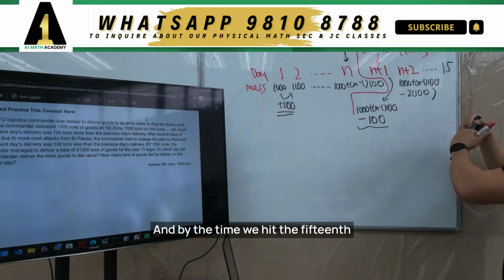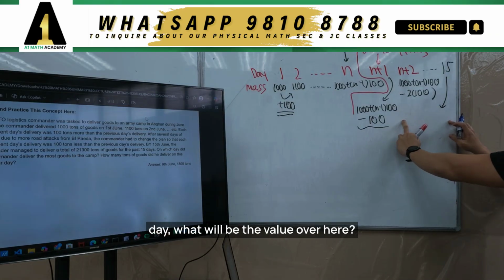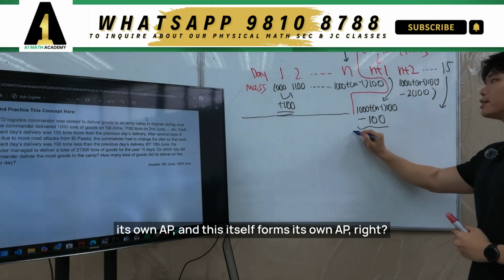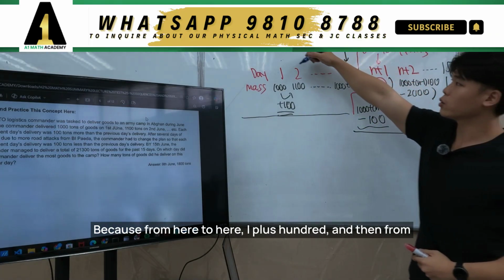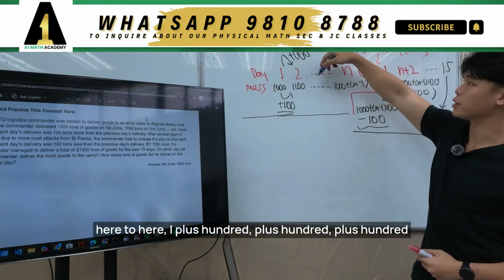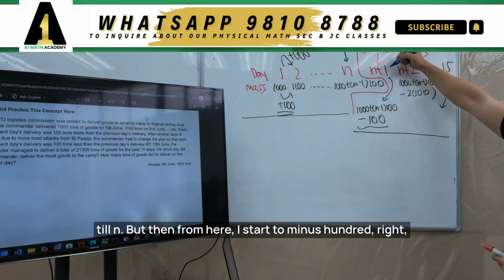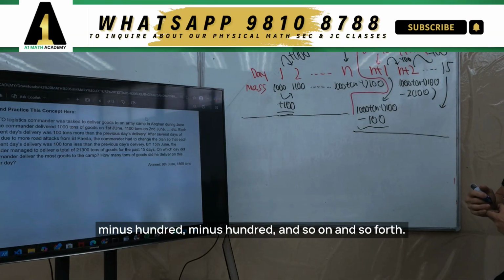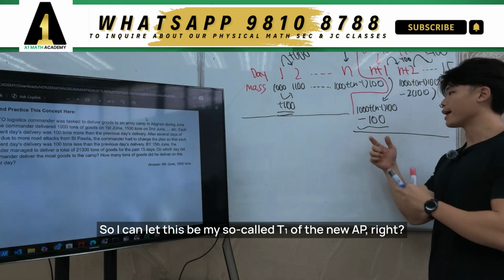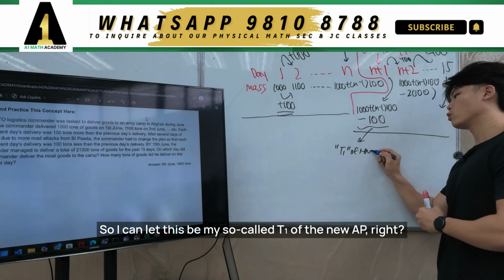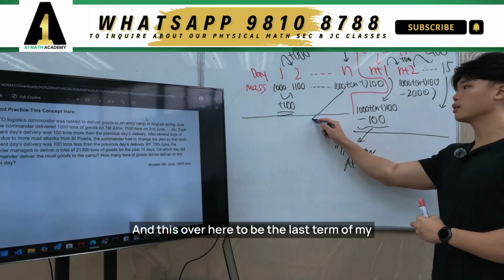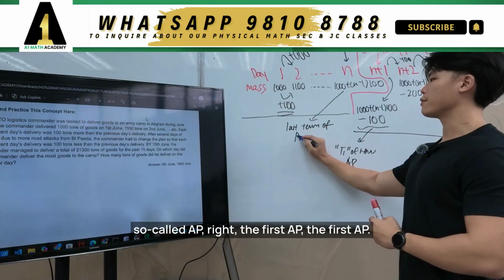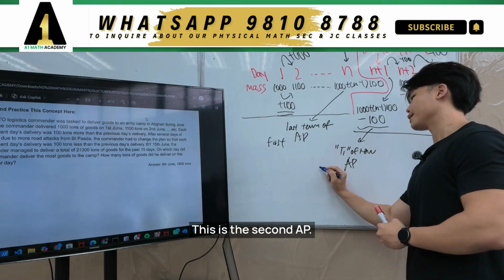And by the time we hit the 15th day, what will be the value over here? Now, if you realize the pattern, this itself forms its own AP, and this itself forms its own AP, right? Because from here to here, I plus 100, plus 100, plus 100 until n. But then from here, I start to minus 100, minus 100, minus 100, and so on and so forth. So I can let this be my so-called T1 of the new AP, and this over here to be the last term. The first AP, this is the second AP.